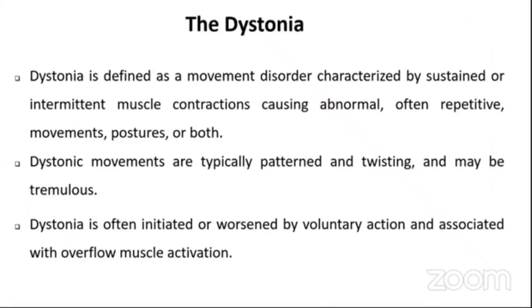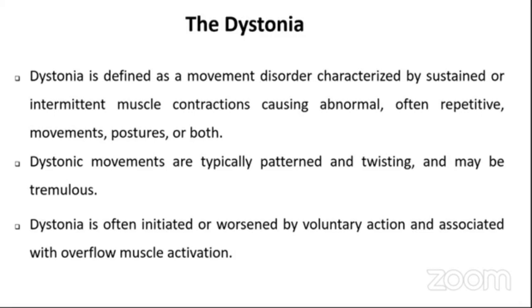So, that's all about tremor. Now we will go for dystonia. Dystonia is actually a movement disorder characterized by sustained or intermittent muscle contractions that cause abnormal, often repetitive movements, posture, or both.